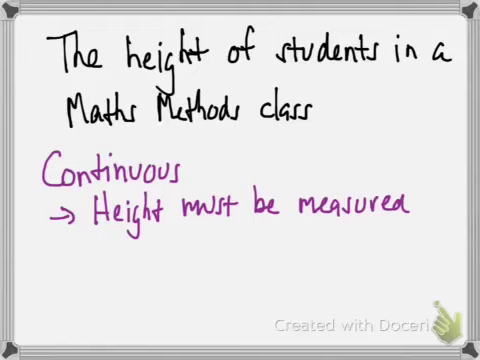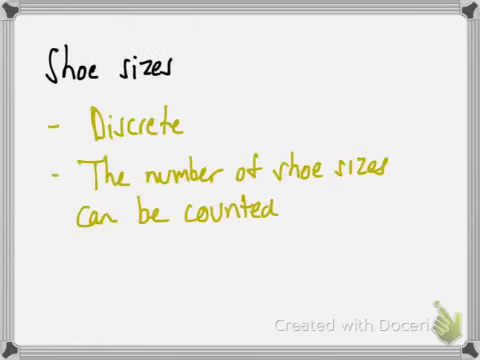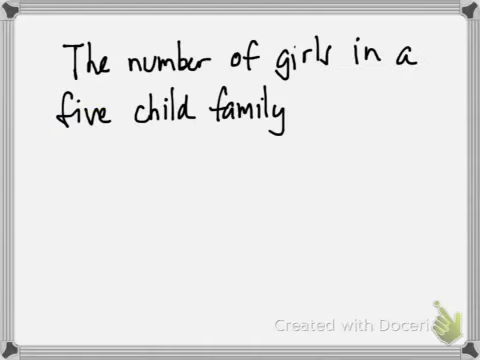So that's continuous. Shoe sizes, what I mentioned before. Shoe sizes are discrete. The number of shoe sizes can be counted. So you have 9, 9.5, 10, and 10.5, and you go up. That's an example of a discrete one, not necessarily with whole number values. It's an exception. Most of them are whole number values. But your shoe size is not 10.35. It's 10 or 10.5, and then it's 11, and so on. The number of girls in a 5-child family.